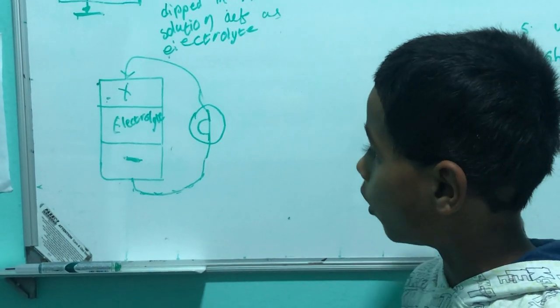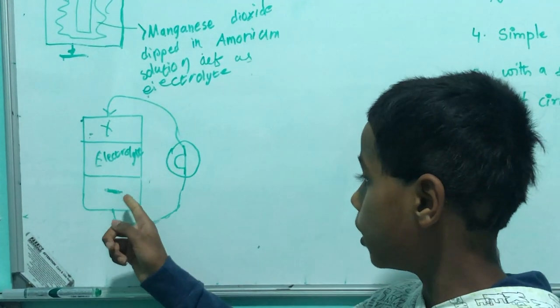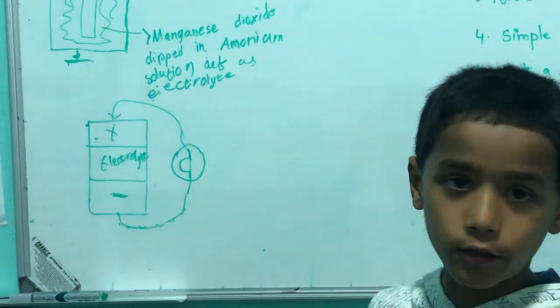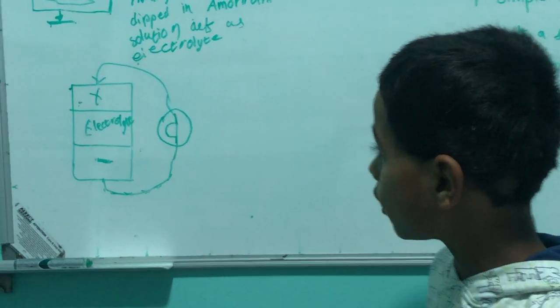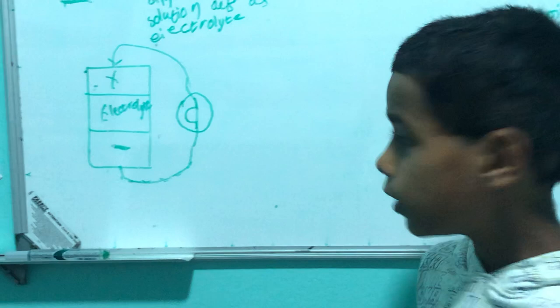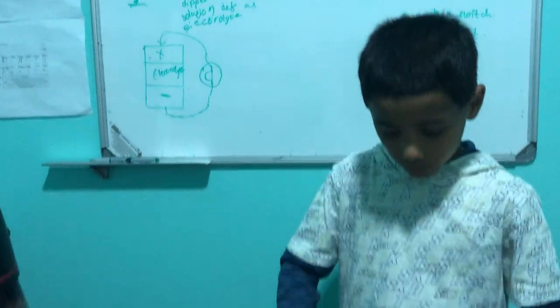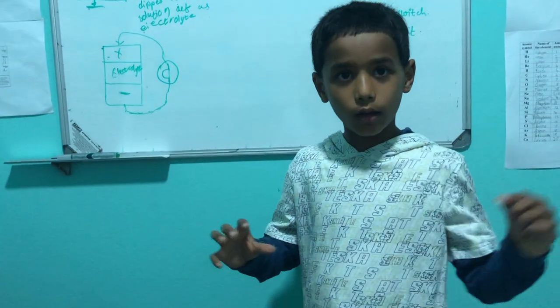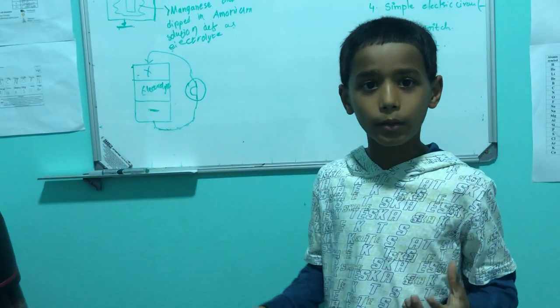But then we did something wrong. When it directly and freely goes from negative to positive, there will be a short circuit. So we add some resistance. Resistance is something that stops electrons from going very fast, like a speed breaker.